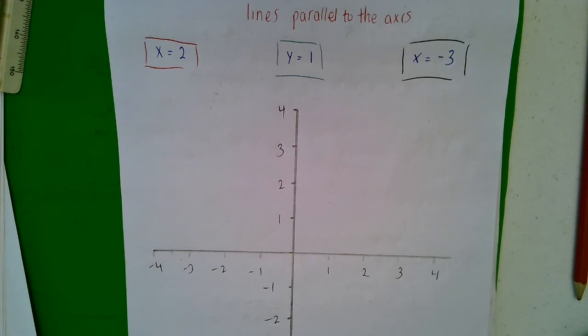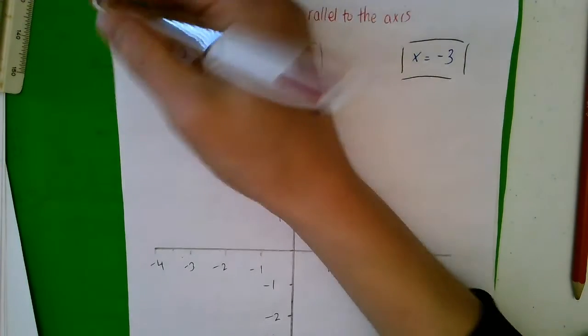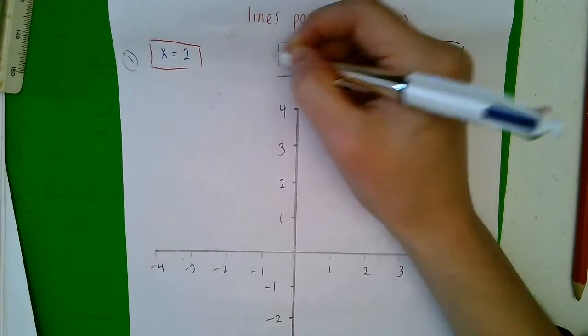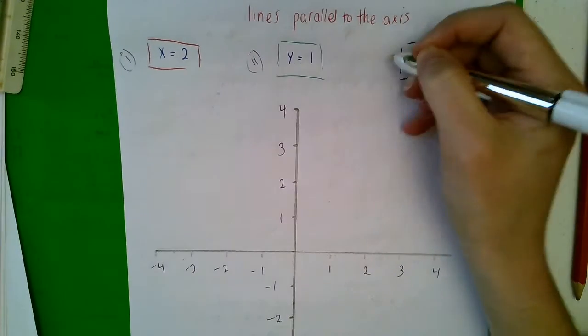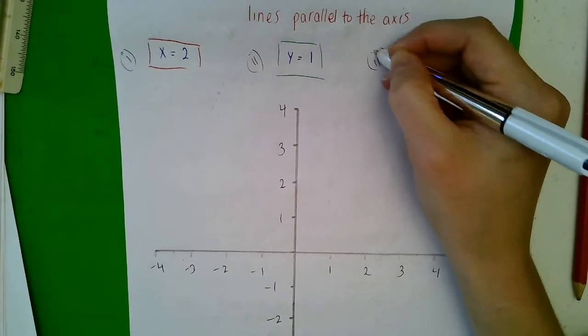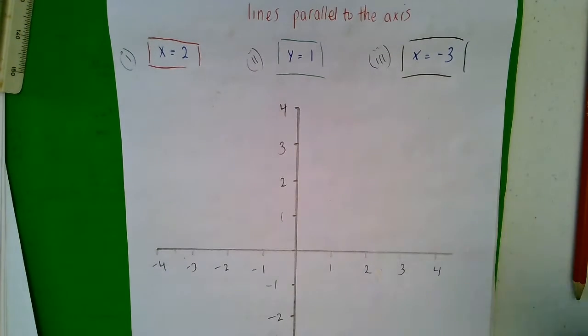In this example, we're going to look at drawing lines that are parallel to the axis. So in the previous videos we looked at drawing different lines given their equation. In these examples here, the equations look a little different because they only have one missing value, so they only have an x or a y, okay?